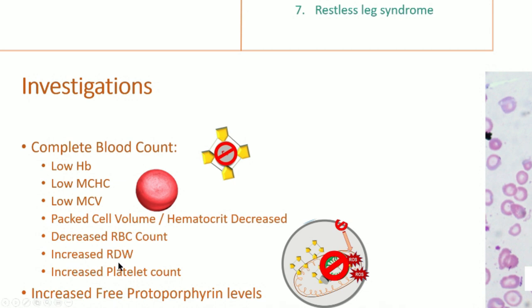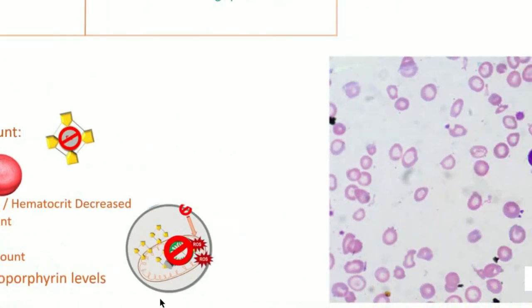Then there would be increased red cell distribution width, because there is variety in sizes of red blood cells. Then there would be increased platelets. This is due to compensation for the decrease in red blood cell count. And then there would be increased free protoporphyrin level.